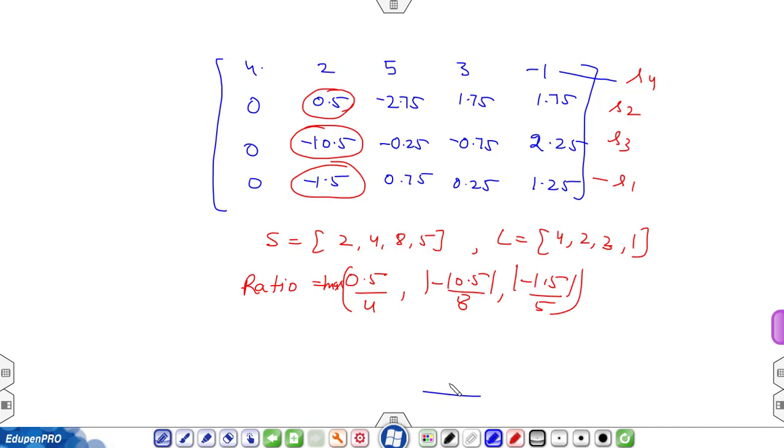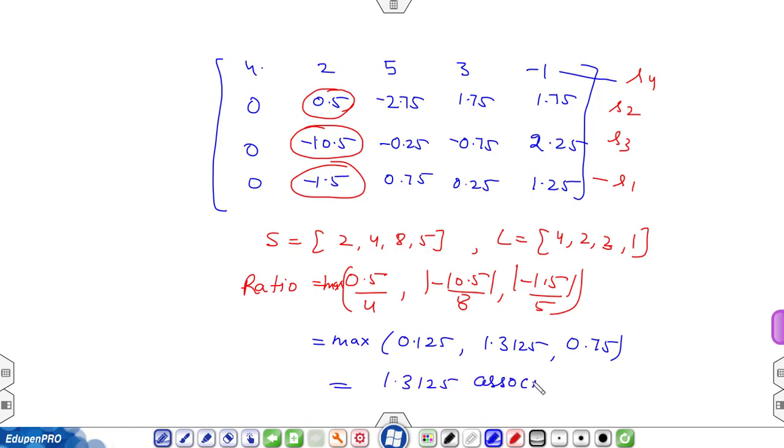Okay, so out of this, what is the maximum value? That is coming out to be 10.5 upon 8. If we compute these values, the maximum of 0.125, 1.3125, 0.75. Out of this, which is the maximum value? Maximum value is 1.3125, associated to third row. So this row is your pivotal row, third row.